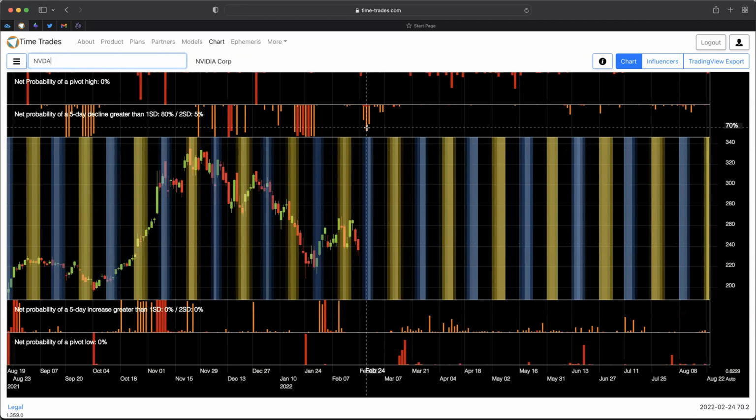NVIDIA, again, is confirming slightly different dates. February 24th is a big down day in NVIDIA. But then we've got that March 16th pivot showing up. So that could be the lowest low in this part of the cycle.